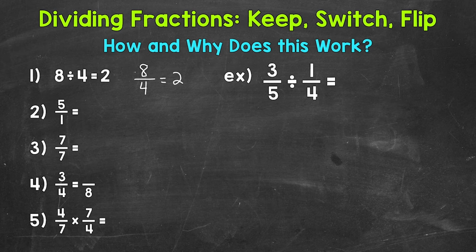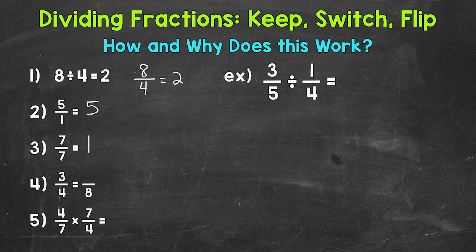The second thing that we need to understand is that anything over 1, so a denominator of 1, equals itself. For example, 5 over 1 equals 5. So again, anything over 1 equals itself. On to number 3 here, we have fractions that have the same numerator and denominator. For example, 7 over 7. Anytime the numerator and denominator are the same, that fraction represents one whole. So 7 over 7 equals 1. Again, same numerator, same denominator, equals 1.